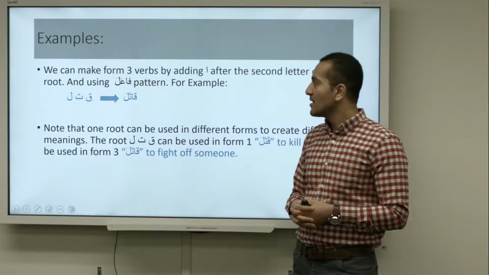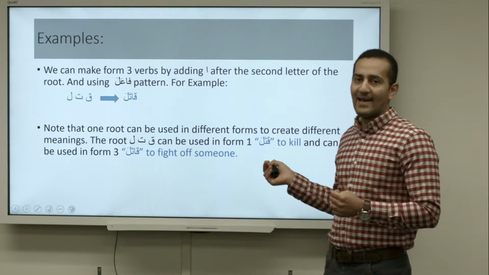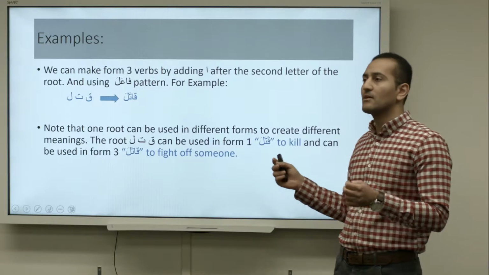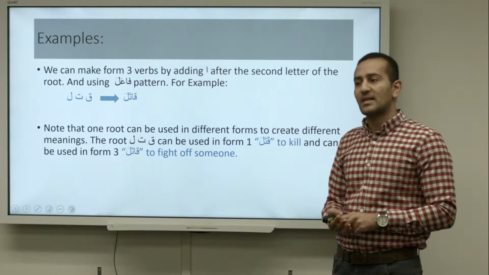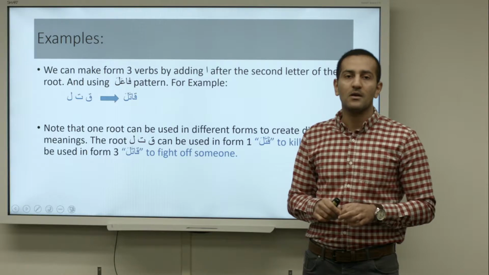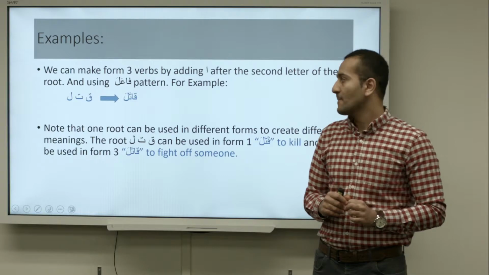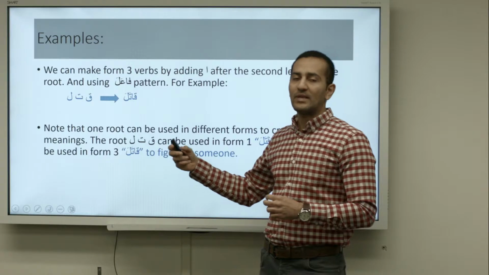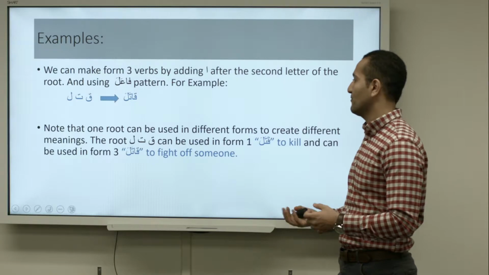Examples of the verb form 3. We can make the verb form 3 by adding alif after the second letter of the root, and using the pattern فاعل. So we said سافر الأستاذ, the teacher traveled. سافر will be على وزن فاعل. So the root قاتل, we can add it to the pattern فاعل and it will be قاتل. They rhyme, they have to.